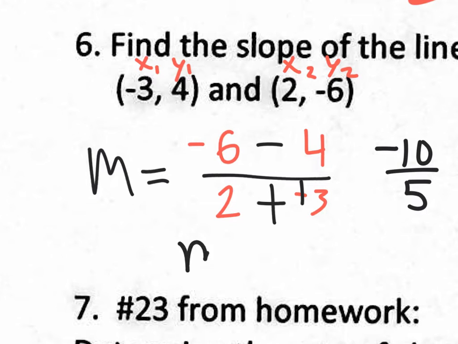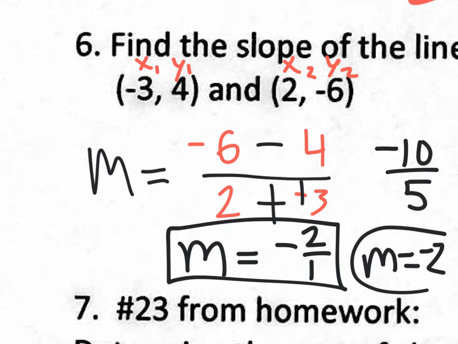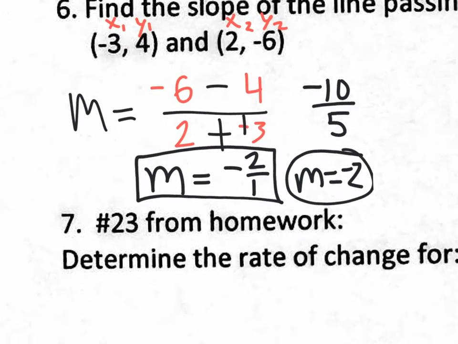So your final simplified answer, m equals, you could put negative 2 over 1. That's great, especially because we're going to talk about graphs, or you could just leave it m equals negative 2. Whatever you prefer. Both answers are correct. Okay? Moving on to number 7.